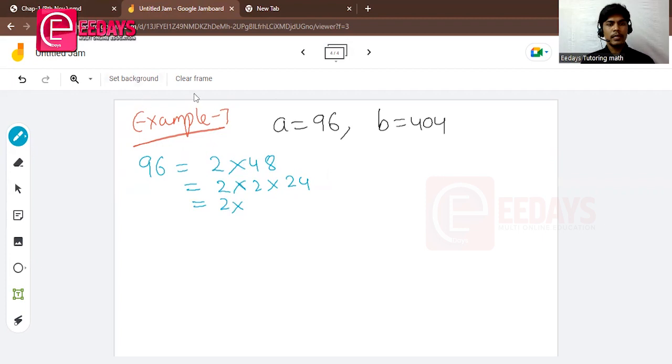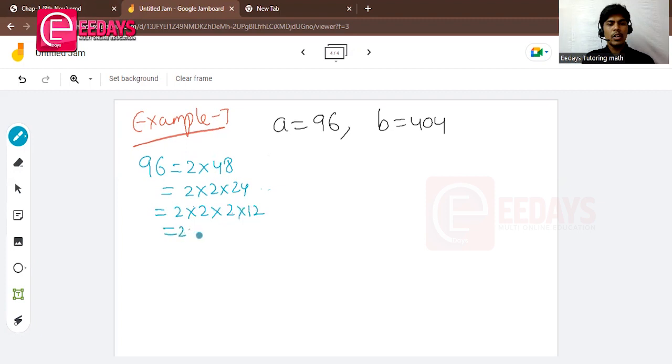Okay, do one thing. Let's erase this. So we can take the 404 also, we'll just write the 404 once again. We'll do the same process with 48. So we just write 2 into 2 into 24. Now 2 into 2 into 24, we can write 2 times 12. Now 2 into 2 into 2 into 2 times 6.